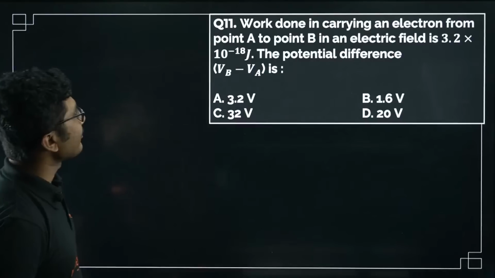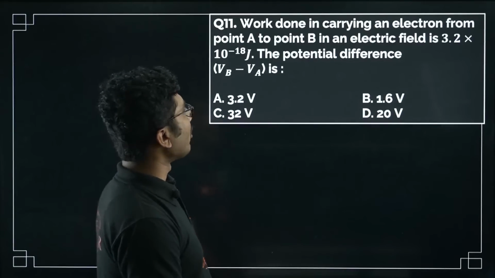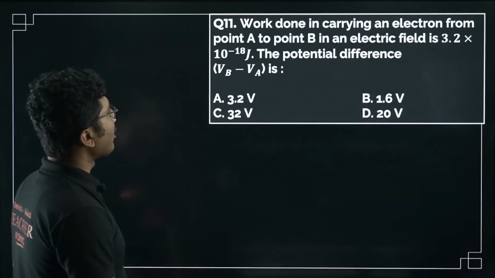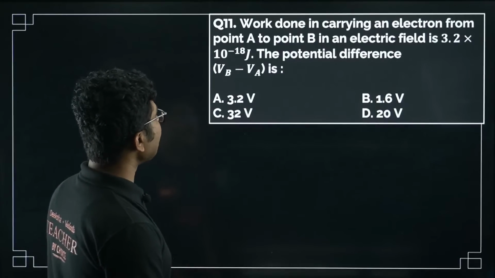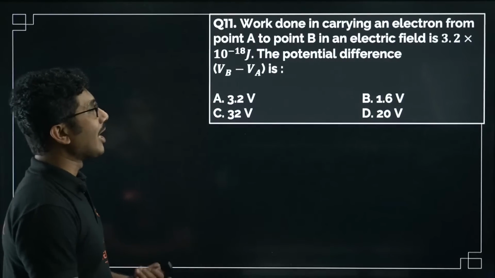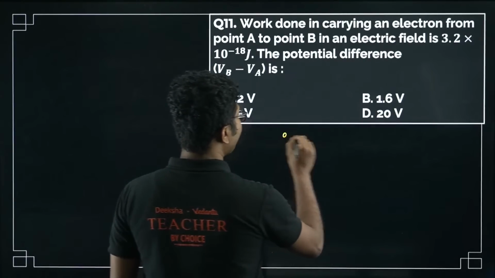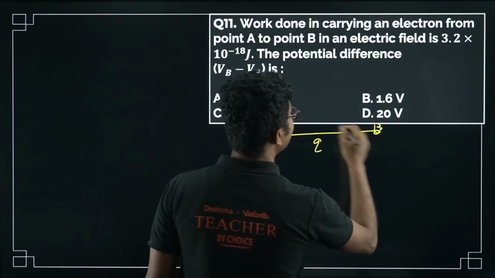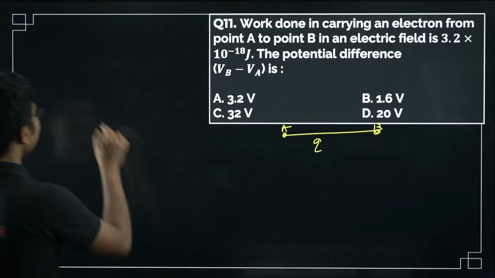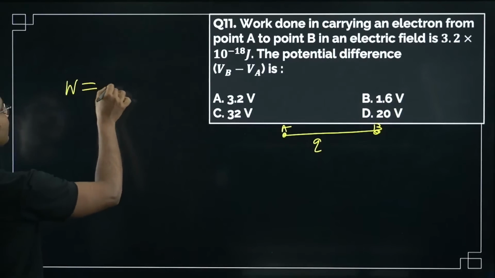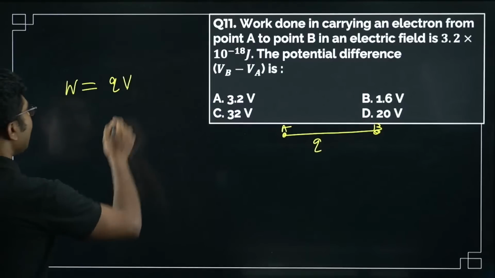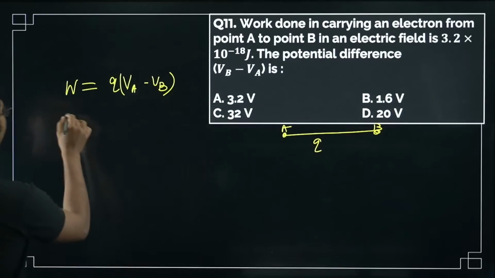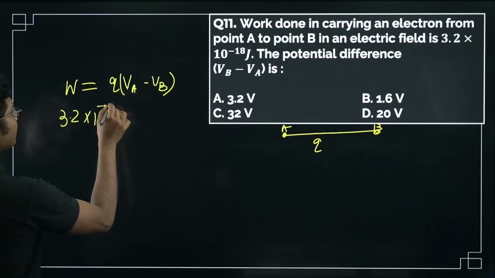Now let's move on to the next question. Work done in carrying an electron from point A to point B in an electric field is 3.2 into 10 to the power of minus 18 joules. Find the potential difference VA minus VB. Now tell me how to find this answer. The work done to move an electron from point A to point B is given. Now what is the work done? Work done is equal to Q into potential difference, that is VA minus VB. So work done is given as 3.2. Now for some of you these questions might be very easy.